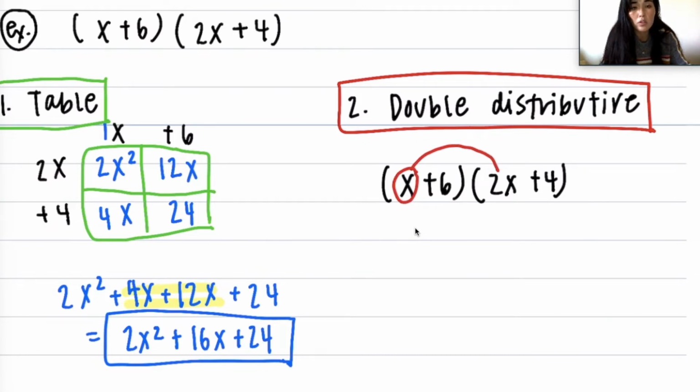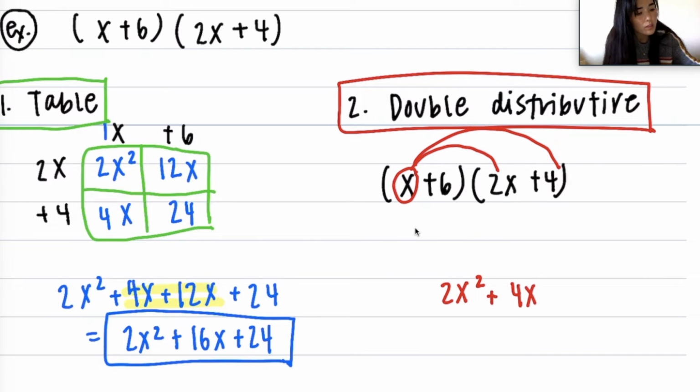So it's going to go to the 2x. So x times 2x is 2x squared. And then here, x times 4. x times 4 is going to be positive 4x. Okay, and again, we know it's positive, so let's fill in that sign, plus.